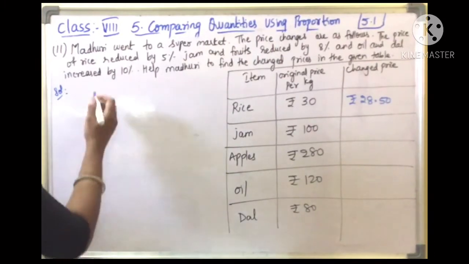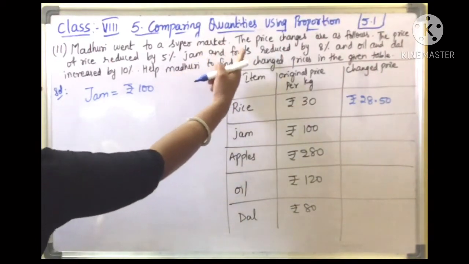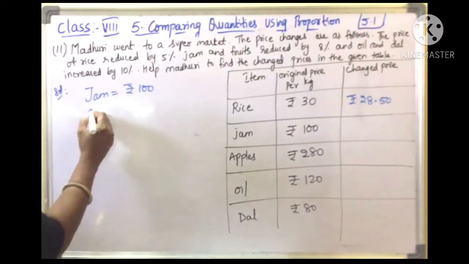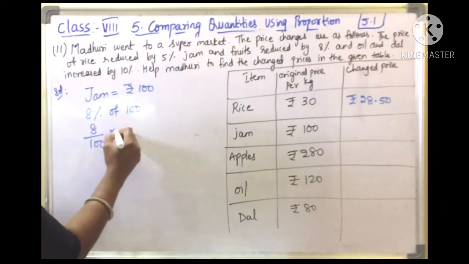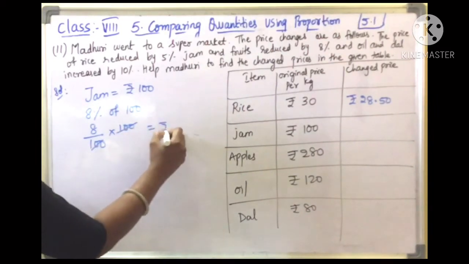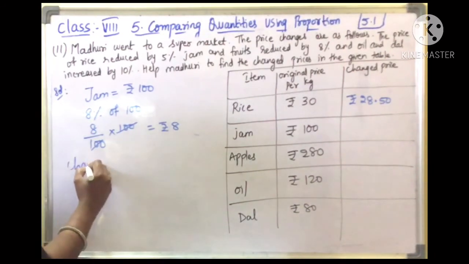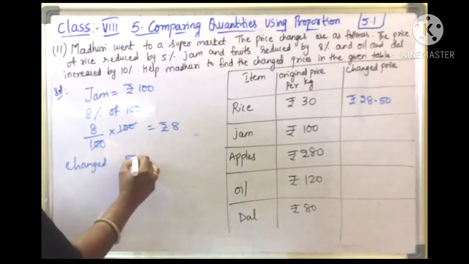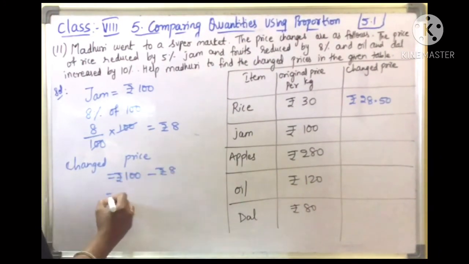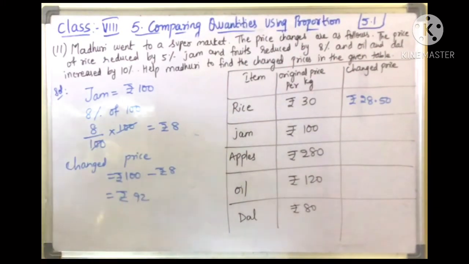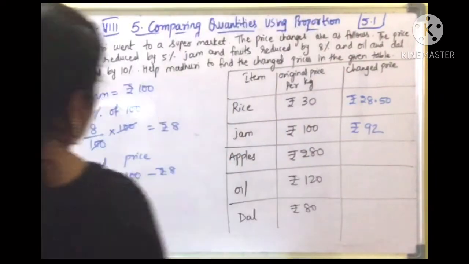Coming to the next one, children, that is jam. What is the price of jam given here? Rupees 100. And jam and fruits are reduced by 8%. So first we need to find 8% of 100. That is 8 by 100 into 100. 100 gets cancelled, so 8 rupees is the reduced price. Now we'll find the changed price. How to find the changed price? Previous price was rupees 100 minus rupees 8, so you will get 92. Now for how much are you getting jam? Rupees 92.